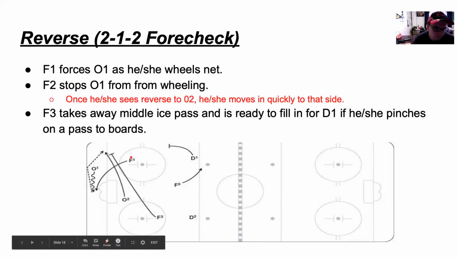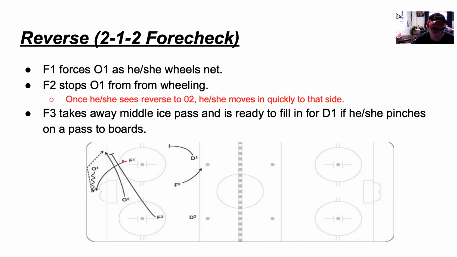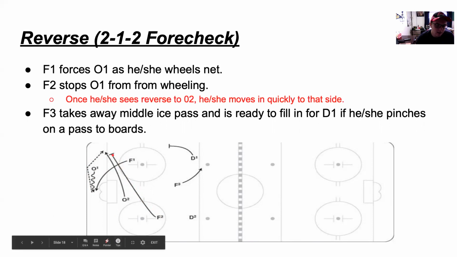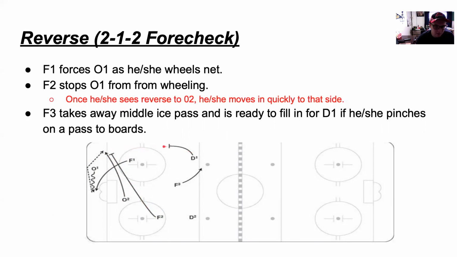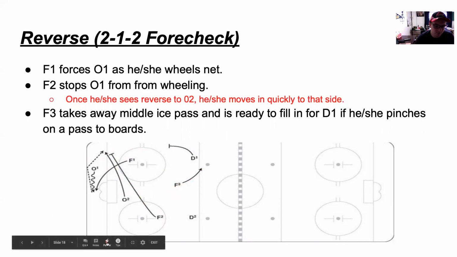Okay, so F1's going to come in, okay, pressure O1. O1's going to make that back pass off the boards. And then F2's got to come in with speed, okay, because O2's going to come and get that puck. F2's got to pressure O2, okay. Now, if the puck's moved out the boards, that's where the D will have to slot in, and then that F3 will have to come up and cover D1's position.